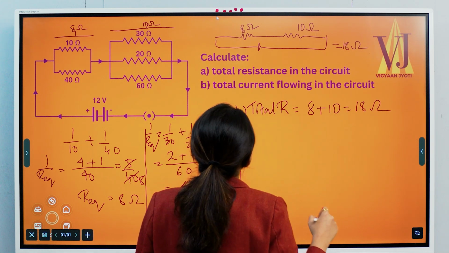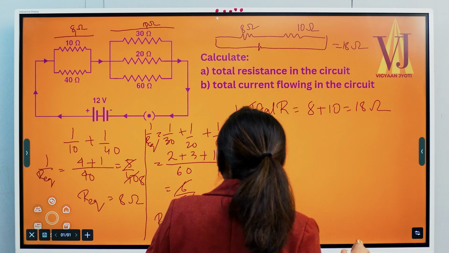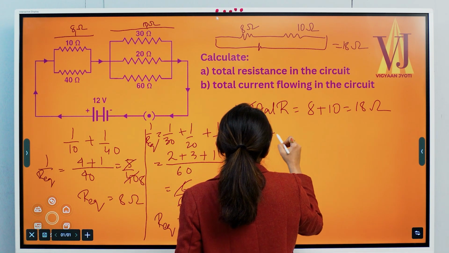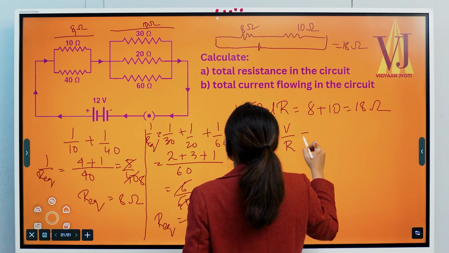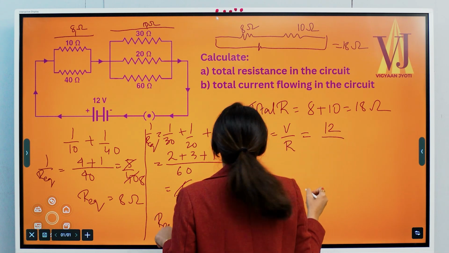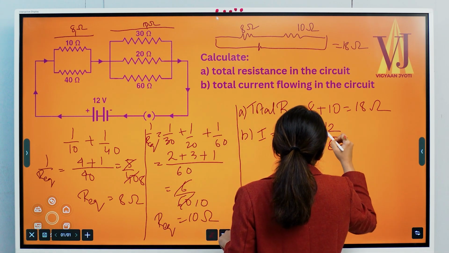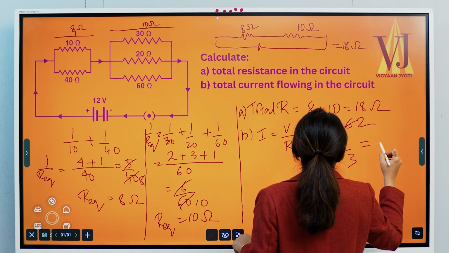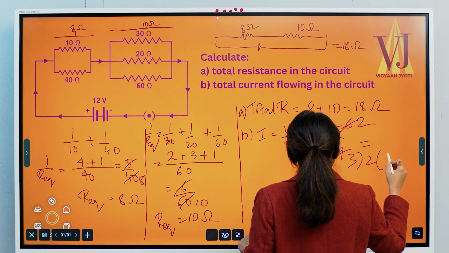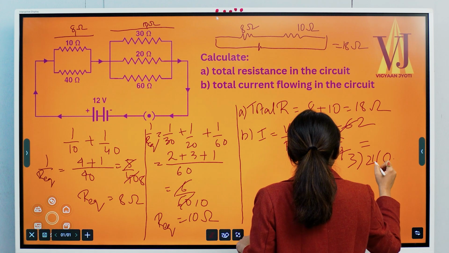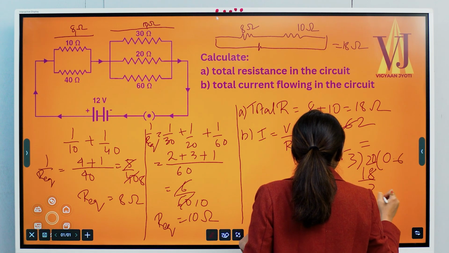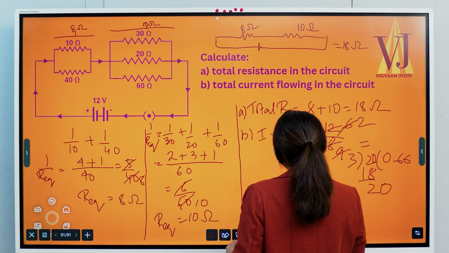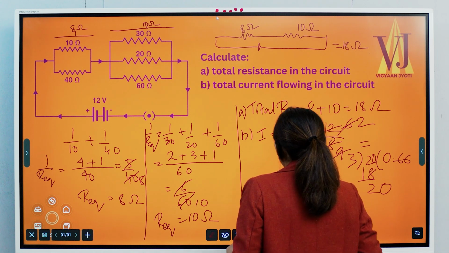Next, total current flowing in the circuit. Total current means I equals to V by R. So how much is my V? 12. How much is my overall resistance? 18. Again the same story, it will divide, 3 6s are 18, again 0 6. That means my overall current will be 0.67 ampere.